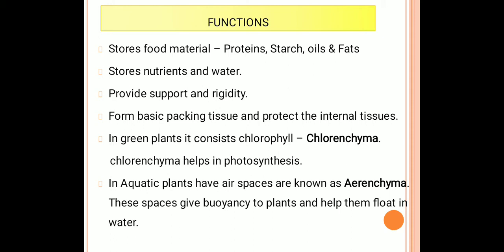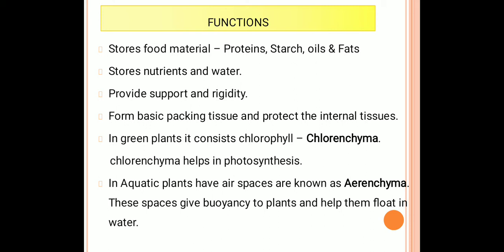We know that with the help of the cell wall, the plant is normally rigid. These parenchyma cells provide support and rigidity to the plant, form the basic packing tissue and protect the internal tissue. Parenchyma is classified into two types: chlorenchyma and aerenchyma.